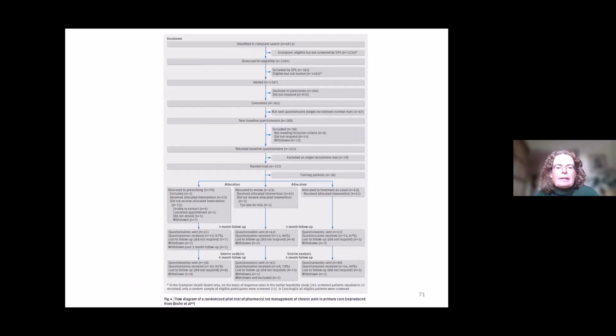And then, as I say, this is an example of a flow diagram for a pilot and feasibility study. And if you look at the bottom here, in terms of the objectives, they were looking at things around the numbers of questionnaires sent, the number of questionnaires received.